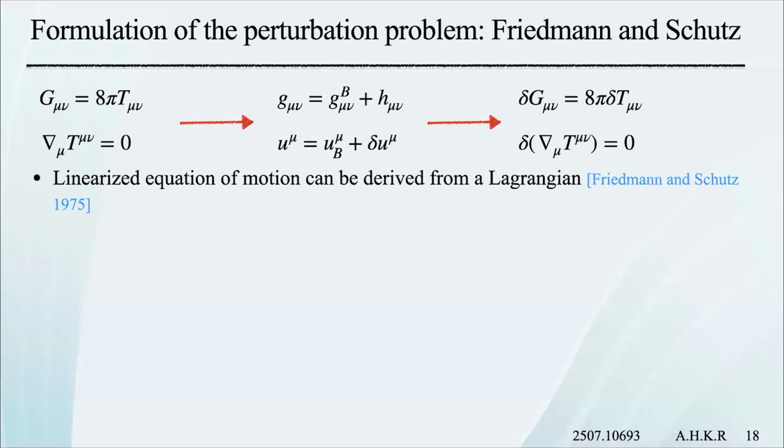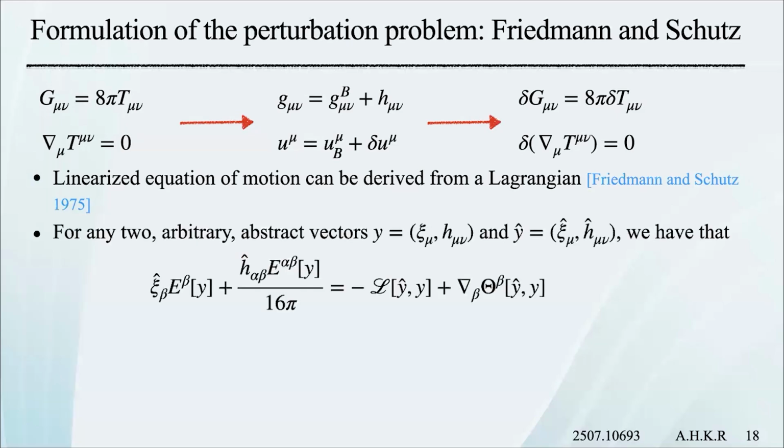The essential idea is that the linearized equation of motion can be derived from a Lagrangian or a variational principle. And the variational principle can be summarized in this short theorem. So consider any two abstract vectors. What I mean by abstract vectors Y and Y hat here is they are just vectors where you have both the displacement ξ^μ, the four-dimensional Lagrangian displacement, and the metric perturbation h_μν. The same for Y hat. For any two displacement vectors, arbitrary vectors like this, we have the following relationship.